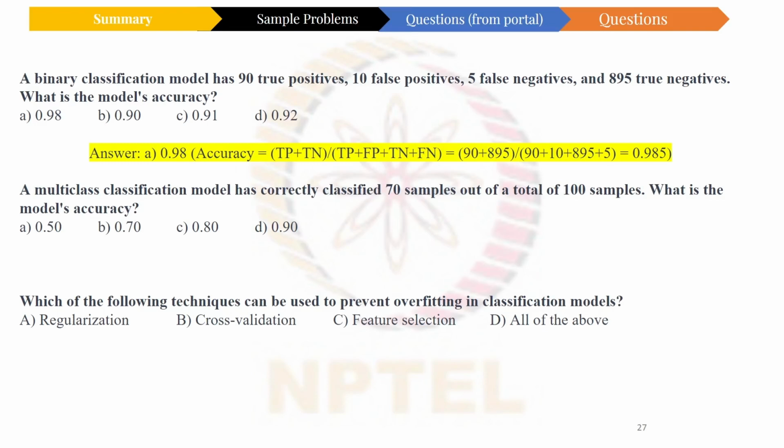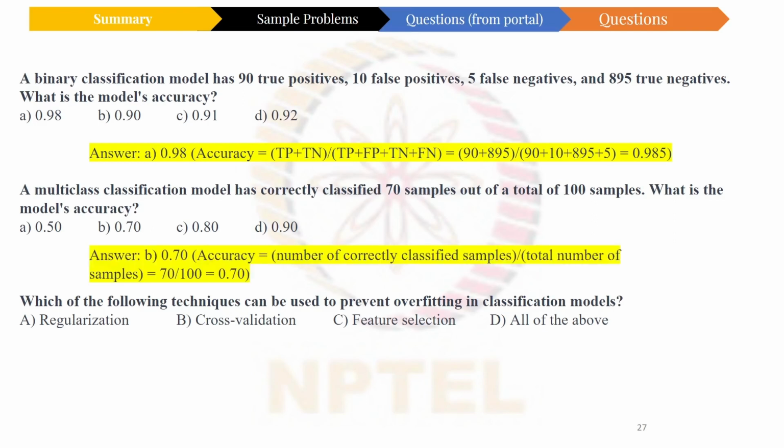So how is accuracy calculated in a multi-class setting? Given a multi-class classification model that has correctly classified 70 samples out of 100 samples, what is the model's accuracy? The number of correctly classified instances divided by all the instances gives the accuracy. So here 70 divided by 100, we have an accuracy of 0.7.